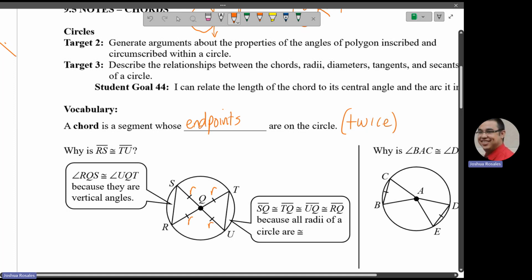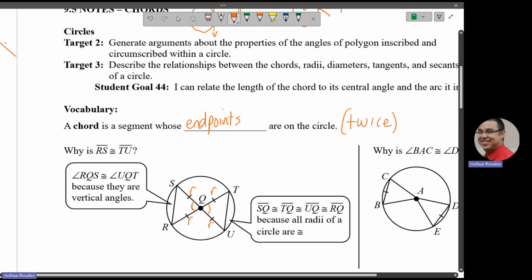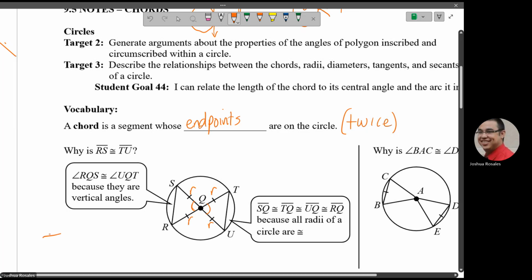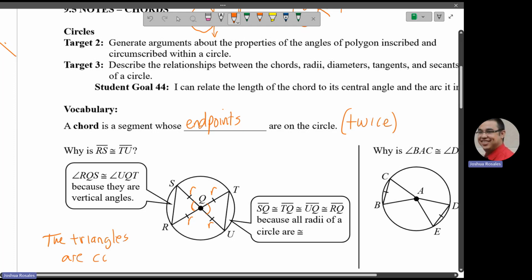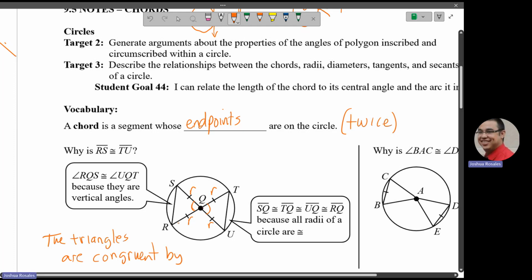And then a lot of what we see today is from last semester. If you notice right here, we have vertical angles, and we have two triangles that are now marked congruent. How? Well, the triangles are congruent by side angle side.